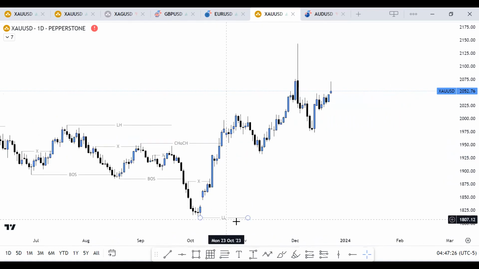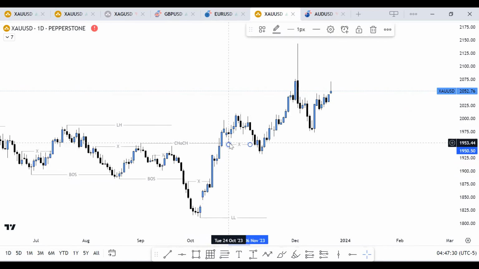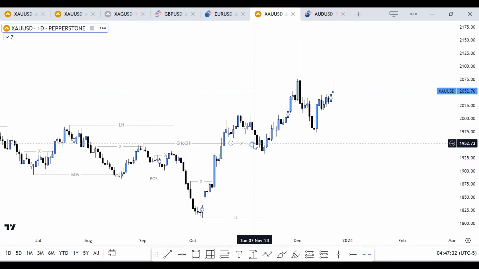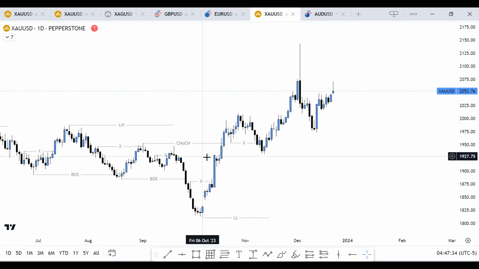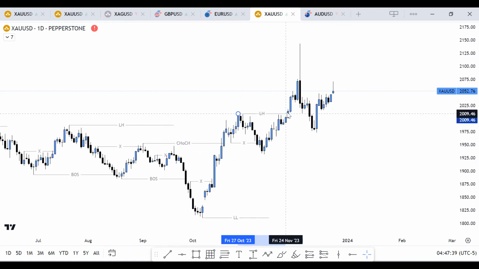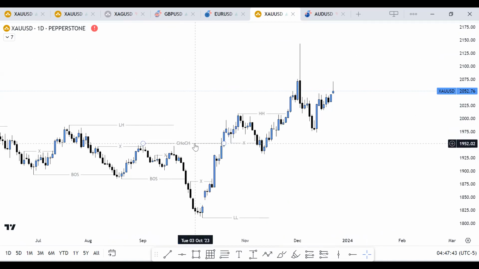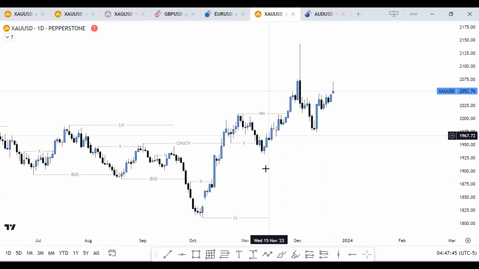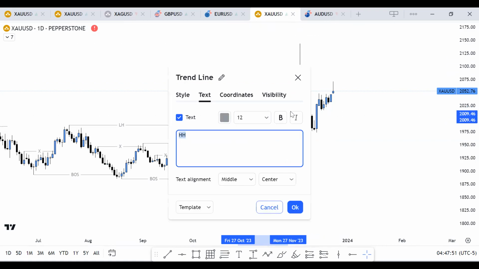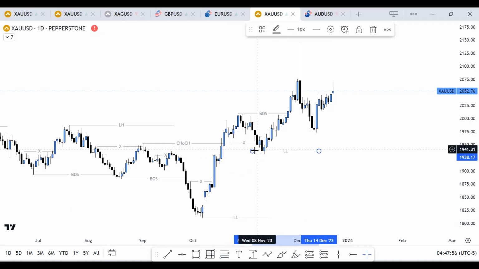So after a change of character, our low is already confirmed over here. We will need inducement again. This is our inducement. And once price has taken out the inducement, it created a higher high. At this point, our high is now a higher high, because this was our lower high at the change of character, and now it's our higher high. After a break above this higher high, we will have our break of structure confirmed. And now we are completely bullish.